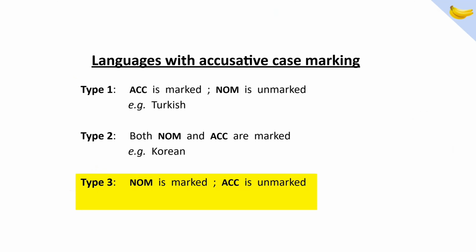Finally, in languages of the third type, we find the exact opposite of what we saw in languages of type 1. Instead of the accusative case being marked and the nominative case being unmarked, here it is the nominative case that is marked and the accusative case that has 0 realization. This type is exemplified by the Cushitic language Harar Oromo.